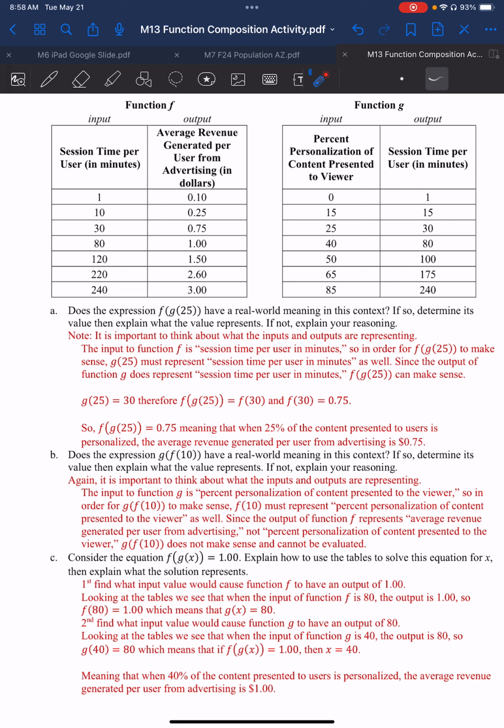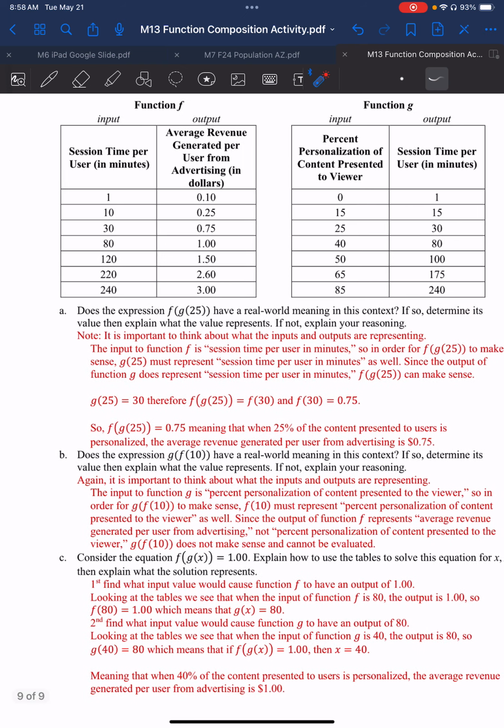Or we could say it the other way around. Since we knew the dollar first, we would say that when the average revenue generated per user from advertising is $1, that means that 40% of the content presented to the users is personalized.